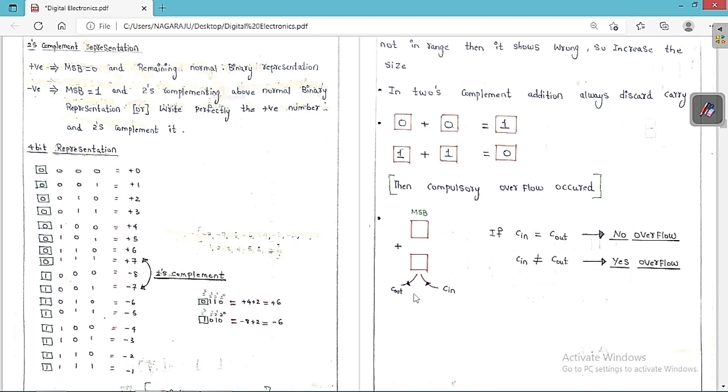And if input carry is not equal to output carry, it means definitely some error has occurred or some overflow has occurred. So this is what I am trying to tell you. Whenever the input carry is equal to output carry, it means no overflow. No overflow means no error, and the result is correct.